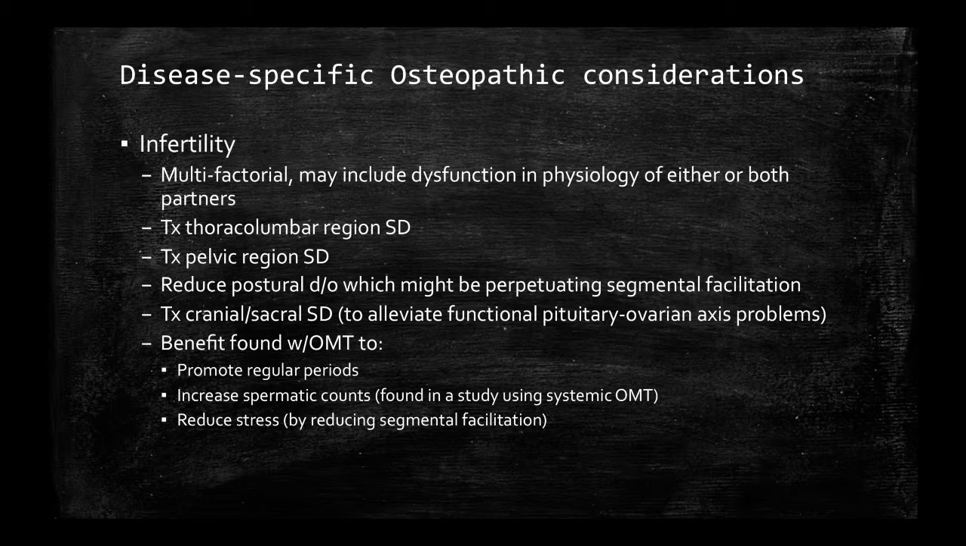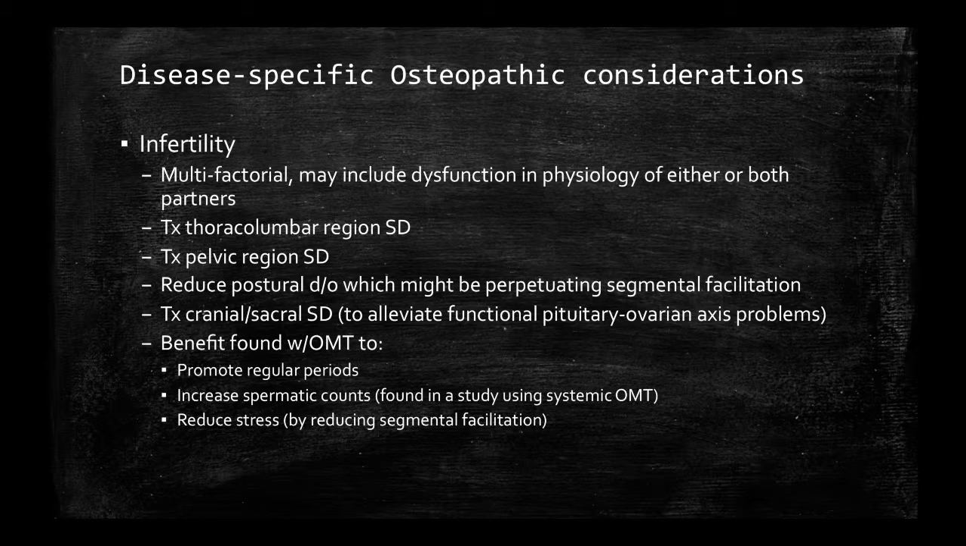You want to treat the thoracolumbar region and the pelvic region somatic dysfunctions that you may find. You also want to reduce postural disorders that might be perpetuating segmental facilitation. You also want to examine the cranial and sacral areas and look for somatic dysfunction, which could be affecting normal pituitary or ovarian axis hormonal secretions.